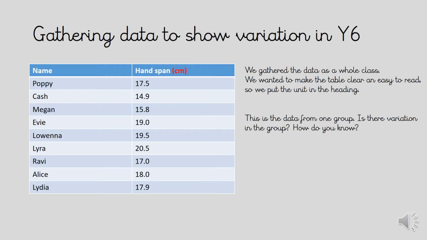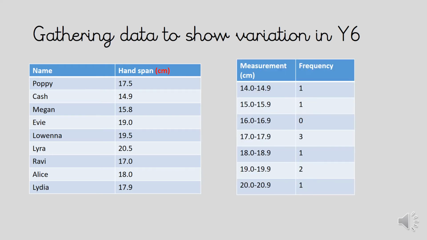Okay, so you might have said we know there's variation because the sizes are different, so people aren't all identical. So we decided that we would actually like to do something with this data and look at the frequency. So we've got a frequency table on the right. Can you see the frequency table? That frequency table measures how often each of the measurements comes up.